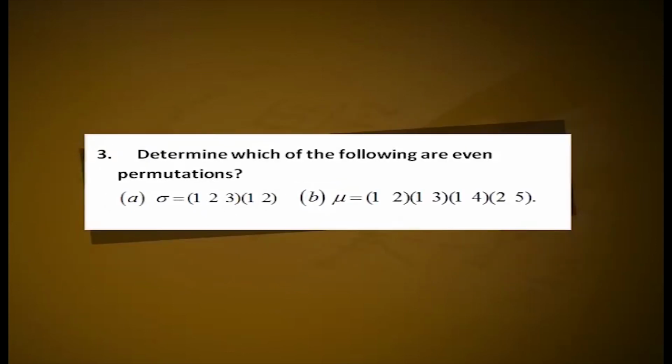3. Determine which of the following are even permutations. A. Sigma equal to cycle (1 2 3) into cycle (1 2). B. Mu equal to cycle (1 2) into cycle (1 3) into cycle (1 4) into cycle (2 5).